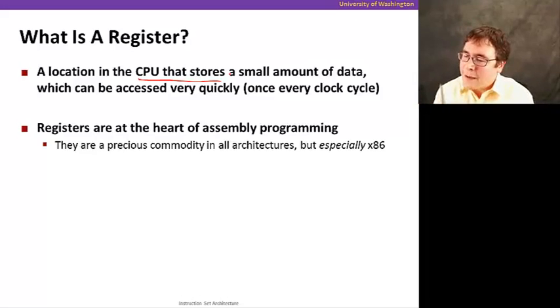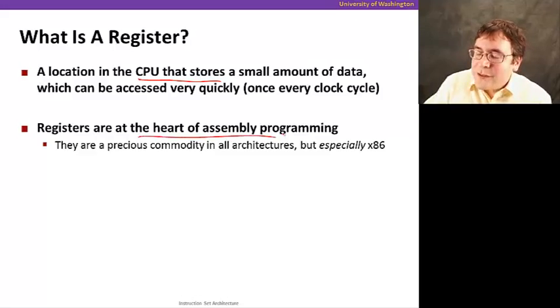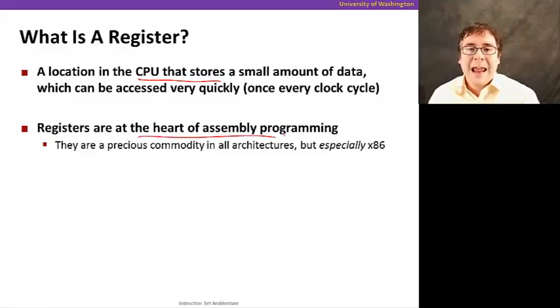So if the speed of light is limited, and things are small, you can make them very, very fast. Registers are just very fast but very small locations that happen to be inside the processor. As we do some assembly programming, we'll see that registers appear everywhere. They happen to be really precious because we only have a handful of them, especially in x86.